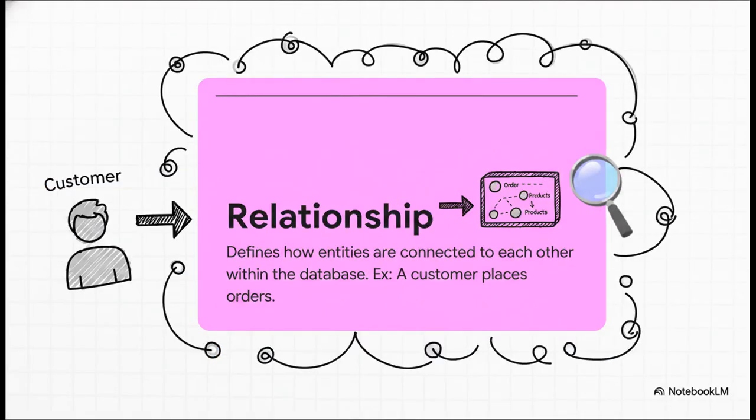Now here's where it gets really powerful. These entities, they don't just exist in their own little bubbles. They're all connected. A customer places an order, an order contains products. We call these connections relationships, and this is what makes a database so incredibly smart. Think about it. A customer moves and changes their address. You only have to update it in one place, and instantly every single order they've ever made is linked to that new correct address. That's the power of an interconnected system.